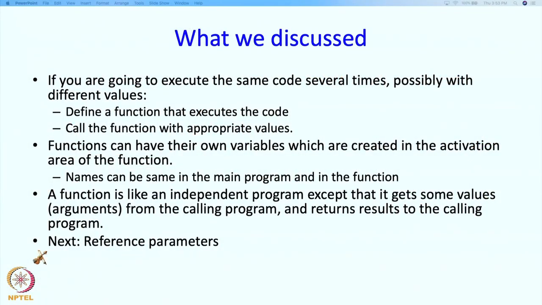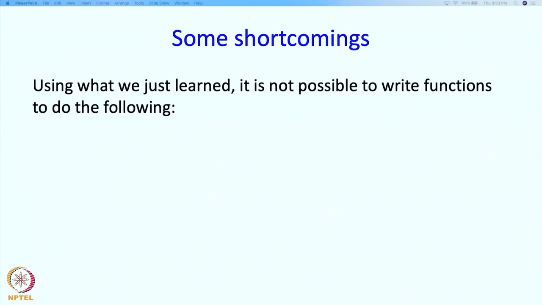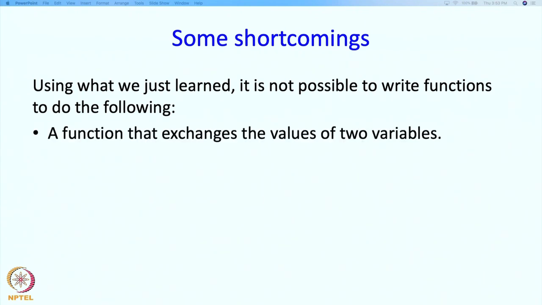In this segment, we are going to discuss something called reference parameters, and let me begin by saying why these are necessary. What we have so far has some shortcomings. We are not able to write functions to do the following things. For example, we cannot write a function that exchanges the values of two variables. You may think that often we might want to say, exchange the values of these two variables, so shouldn't we have a function to do that? It seems like a reasonable requirement, but you cannot do that using what I have just taught you. We will see that in a minute, and we will also see how to fix it.